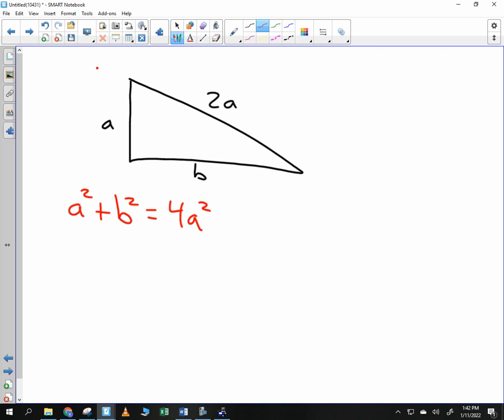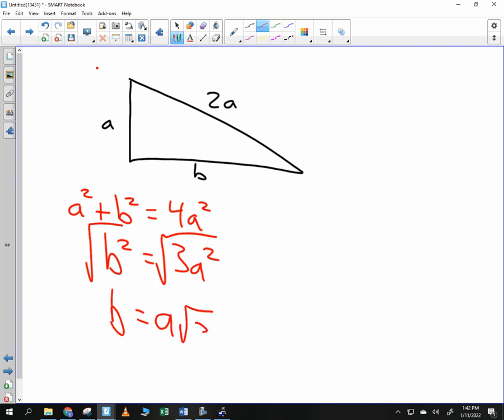Got to solve for B, don't I? So subtract the A squared. I get B squared is equal to 3A squared. What do I have to do to both sides? Square root. What's the square root of B squared? B. And then if you simplify this square root, you have A times the root of 3. That's why it's always this thing times the root of 3. That's a proof. We just proved it's always A roots of 3.